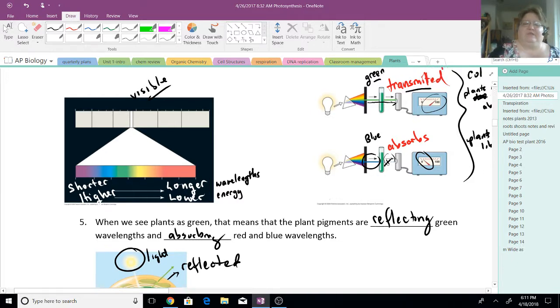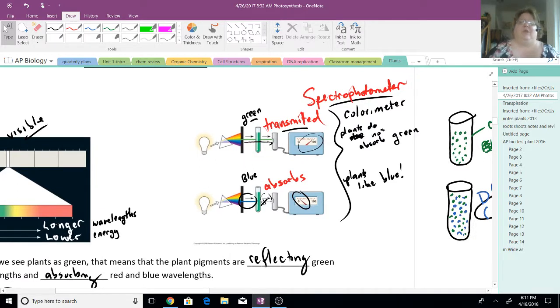What we find out if we use the spectrophotometer, now a spectrophotometer is a machine that allows us to measure how much light wavelengths are either transmitted or absorbed. And you could also use a colorimeter for this. And what we notice with green, so notice here we're using a prism and only using green wavelengths. Well, what this is indicating is that it's being transmitted. In other words, the green wavelengths are going right through the pigments.